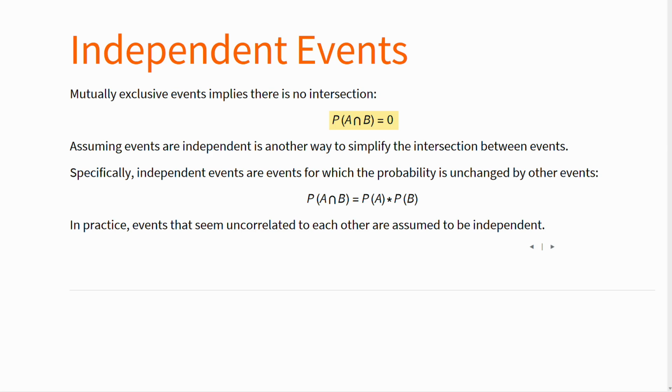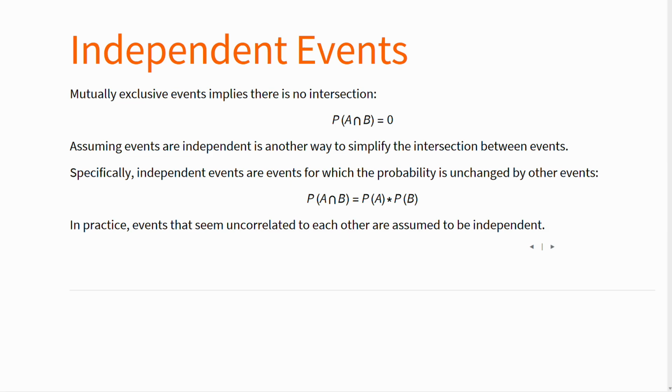Other assumptions include mutually exclusive events, which imply that the intersection of events is zero. That means that if one event is true, the other really cannot be true. For example, a square cannot be a circle at the same time.